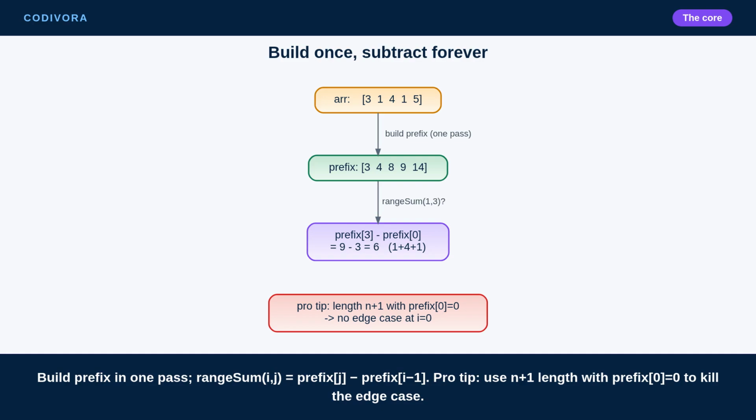The core mechanic. One pass builds the prefix array. Each entry is the previous entry plus the current element. Then range sum i to j is prefix of j minus prefix of i minus 1. O of n build. O of 1 per query. The pro tip that cleans your code. Make the prefix array 1 longer, with prefix 0 equal to 0. Then every range is prefix of j plus 1 minus prefix of i, and the i equals 0 edge case vanishes. Interviewers notice that little cleanliness. Same idea in 2D. Precompute rectangle sums to the origin, and any region is 4 lookups with inclusion-exclusion.